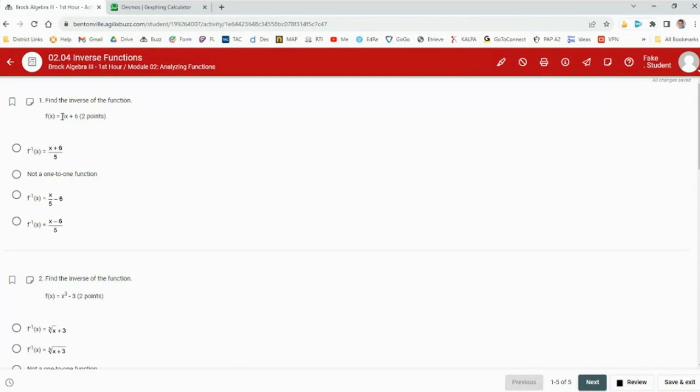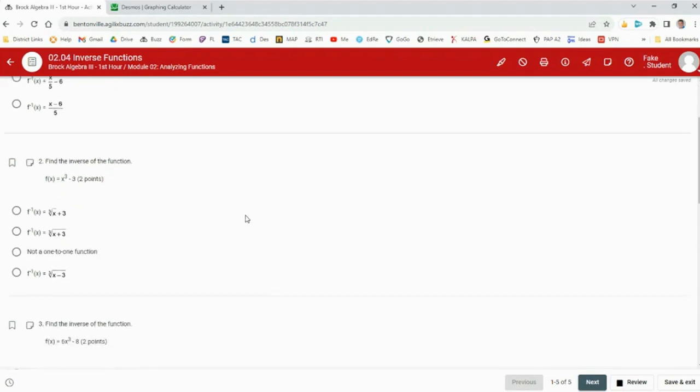Find the inverse. Do those steps. Change it to y equals, swap the x and y, solve for y, and then write it back as an f inverse. What is that? Or is it not 1-to-1? That's an option where it doesn't have a function because it failed the vertical line test. There's more than one x for each y.